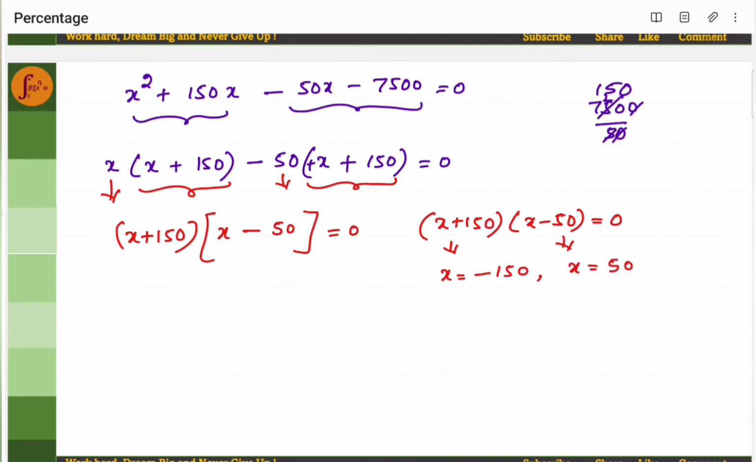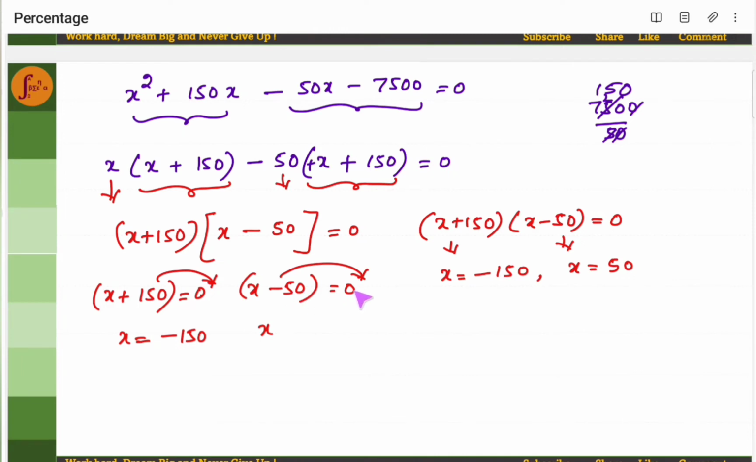Why? Because I assume that x plus 150 is equal to 0 and x minus 50 is equal to 0, since both of these are equal to 0. So if x plus 150 is 0, that means if I shift 150 this side, it's going to become 0 minus 150, which is nothing but minus 150. Similarly, when I shift 50 this side, it's going to become 0 plus 50, which is x is equal to 50. So I get two values of x. One value is minus 150. The other value is 50.